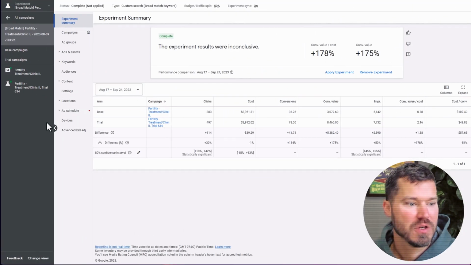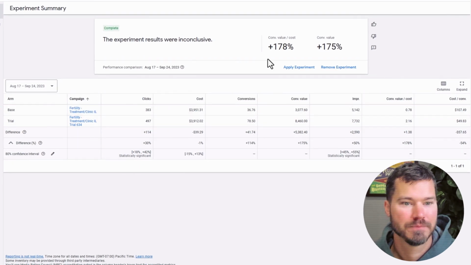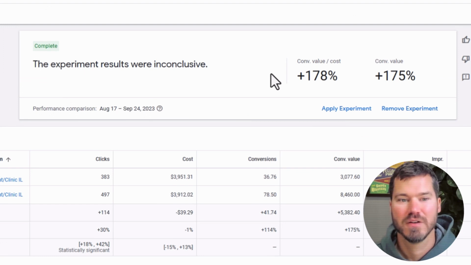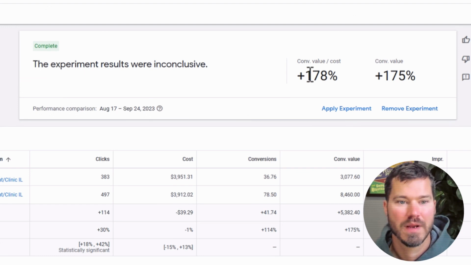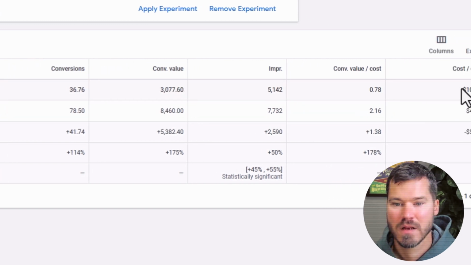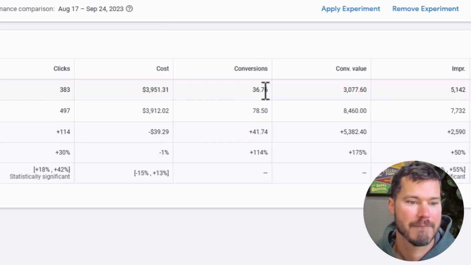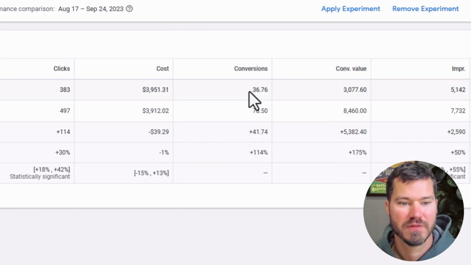And then the last one I want to show you is for a fertility center in the Midwest, Illinois, Indiana. In this case, we're also tracking conversion value, ROAS. So that went up 178%, and then total value went up 175%. So if we look at the actual numbers, conversion value, which is just measuring relative values on conversions in this account, went from $3,000 to $8,500. Cost per individual lead went from $107 to $50. And then the total actual conversions went from around 37 to around 78.